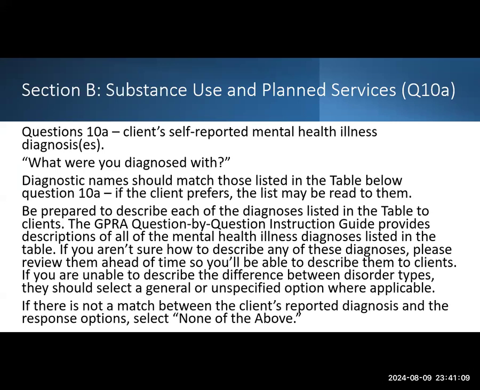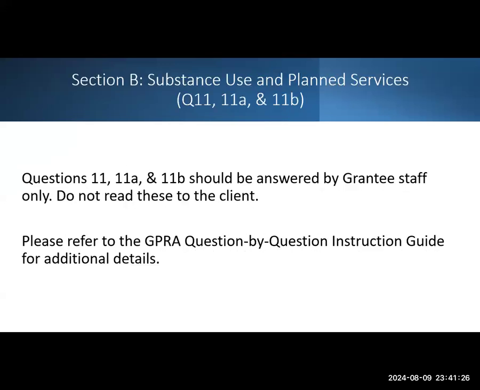The GPRA question-by-question instruction guide provides descriptions of all of the mental health illness diagnoses listed in the table. So if you aren't sure how to describe any of these diagnoses, please review them ahead of time so you'll be able to talk about them and describe them with clients. Questions 11, 11A, and 11B should be answered by grantee staff only, so please don't read these to the client.